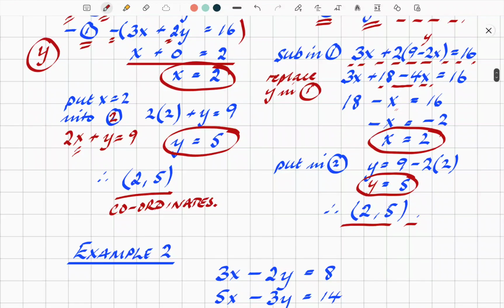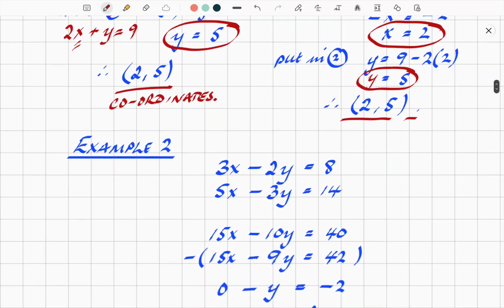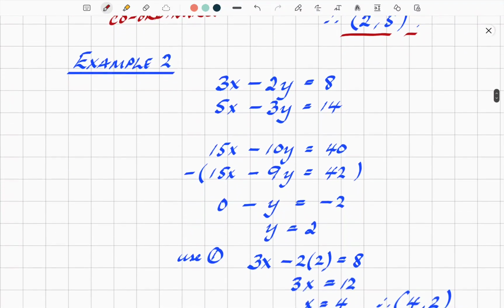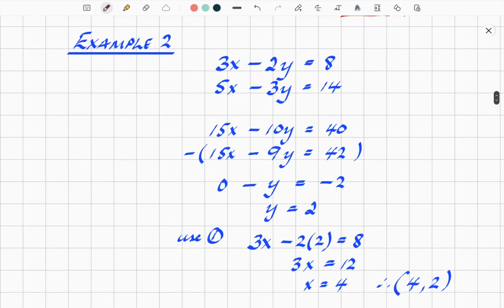So you can see both methods offer up exactly the same solutions. There is no right or wrong to it. It's whichever one suits the particular question better. And that's for you to decide in the exam itself. I'll give one other example on this particular one, just to show where the elimination method does actually work better.